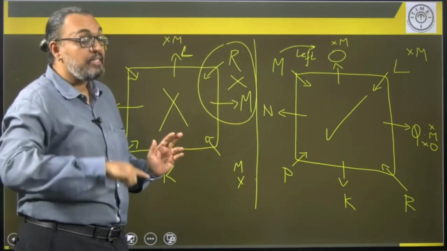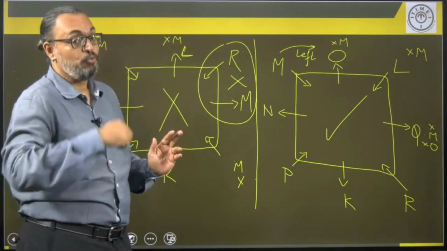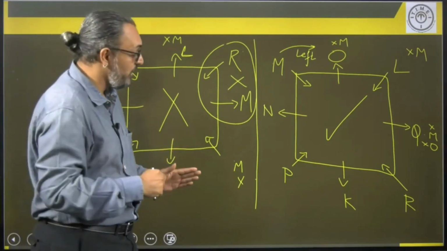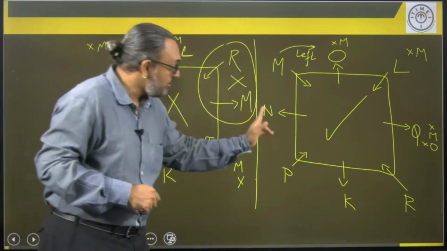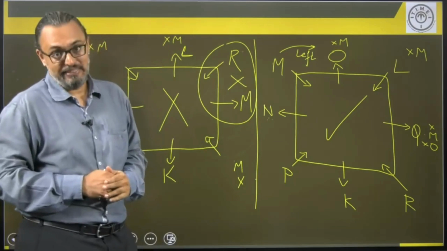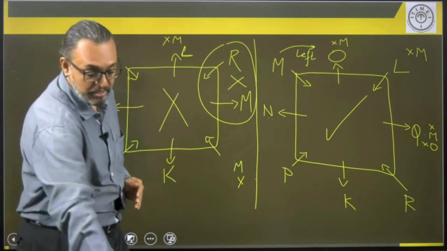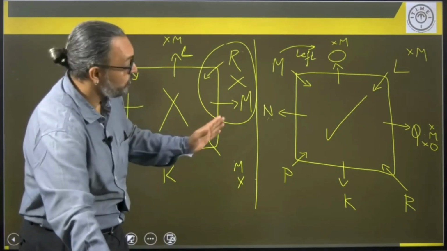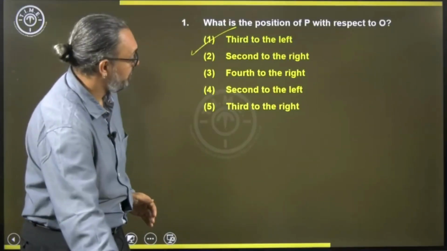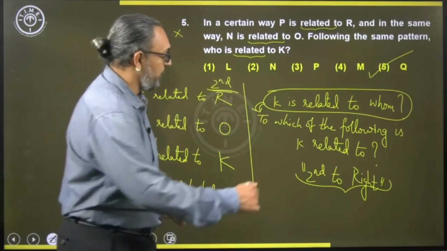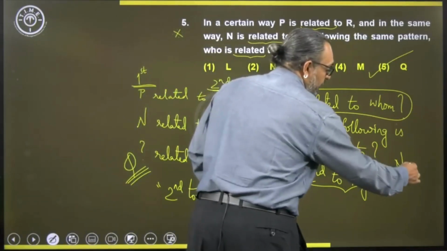Now K is related to, he is asking, so where is the second person? The second person should be second to the right of the first person. So my answer now will be N. Are you understanding the point? It is not going to be Q, it is going to be N, because with respect to the first person, it is second to the right. So here my answer is going to be N.